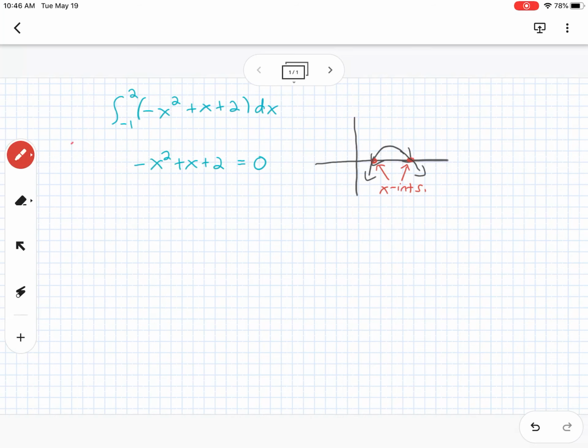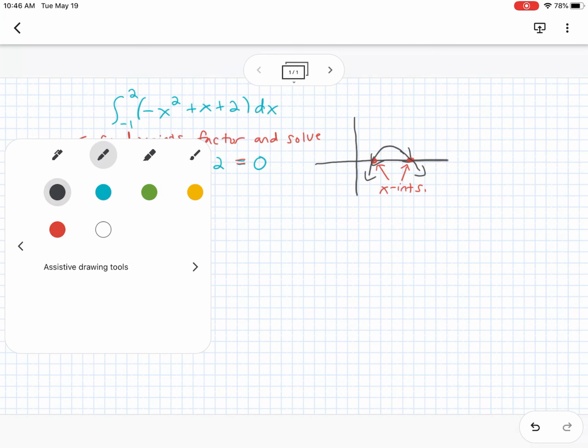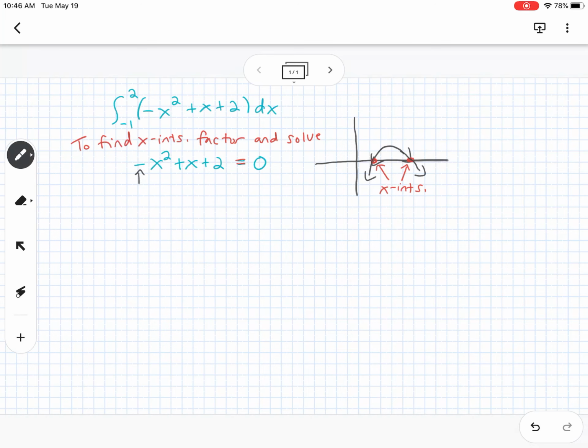So to find the x-intercepts, we want to factor and solve, which is setting it equal to 0. The first thing I want to get rid of is this negative. If we multiply everything by a negative, each term is going to change its sign, and 0 is just going to be unchanged, since -1 times 0 is 0. So this negative is distributed here and changes all the signs below.